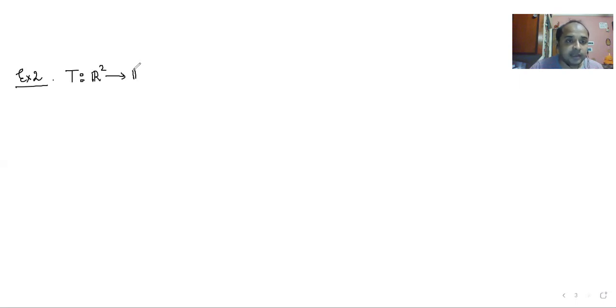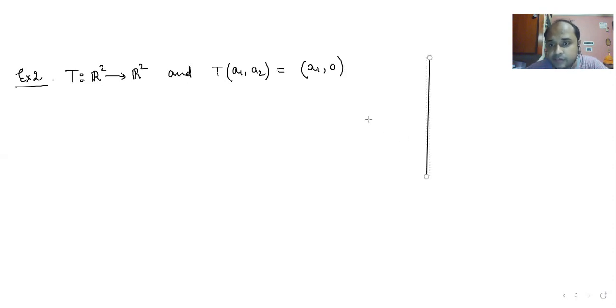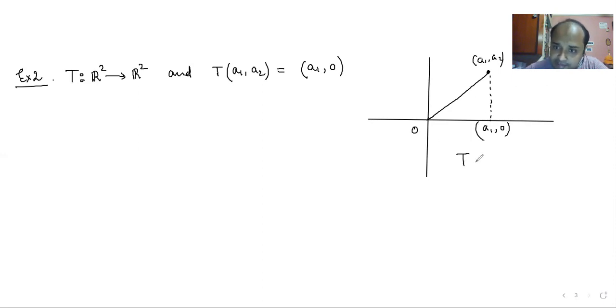The transformation is given by T from R2 to R2. Also they have taken the same vector space, and it is defined as T of a1 comma a2 equal to a1 comma 0. If you want to draw its figure, you can do it by yourself very well right now. You know that this is a point a1 comma a2, and I am projecting it over here.